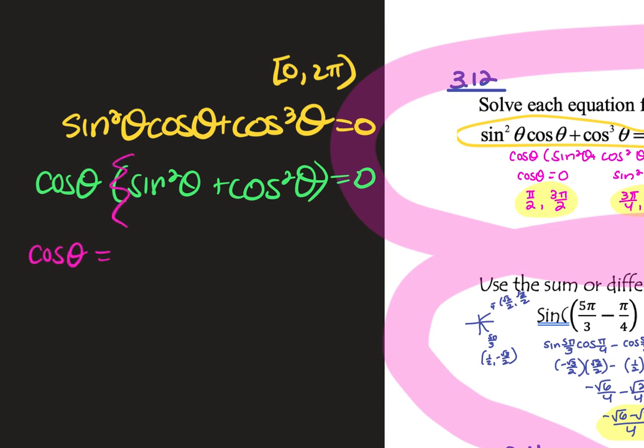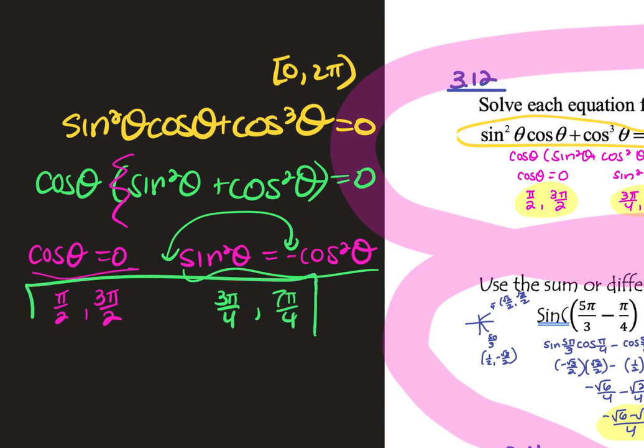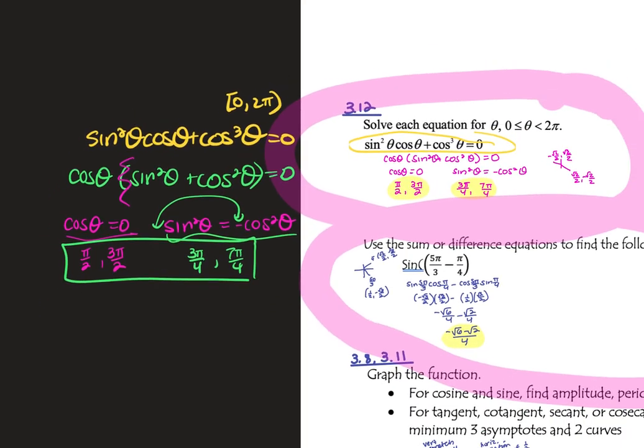So we say cosine of theta equals 0. And then sine squared theta would equal negative cosine squared theta. So now I'm looking for where cosine is 0, and that's at pi over 2 and 3 pi over 2. And then this one's a little weird, but you're looking for where your sine and your cosine have the same value, but different signs, which happens at 3 pi over 4, where it's negative root 2 over 2 and positive root 2 over 2, and 7 pi over 4, where it's again negative root 2 over 2, or positive root 2 over 2 and negative root 2 over 2 that time. So those are your 4 solutions for that one.